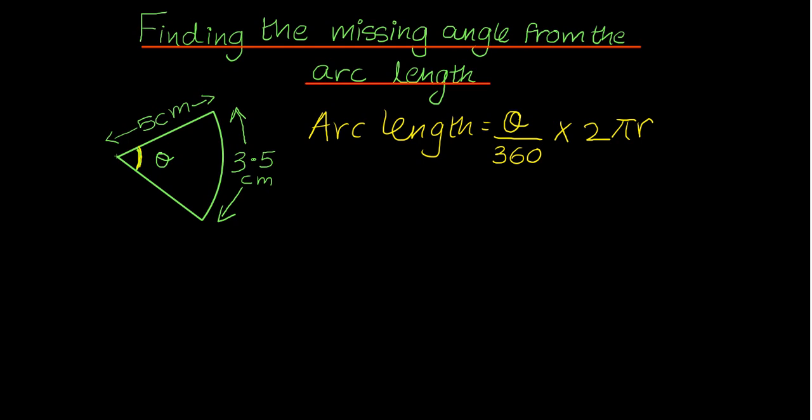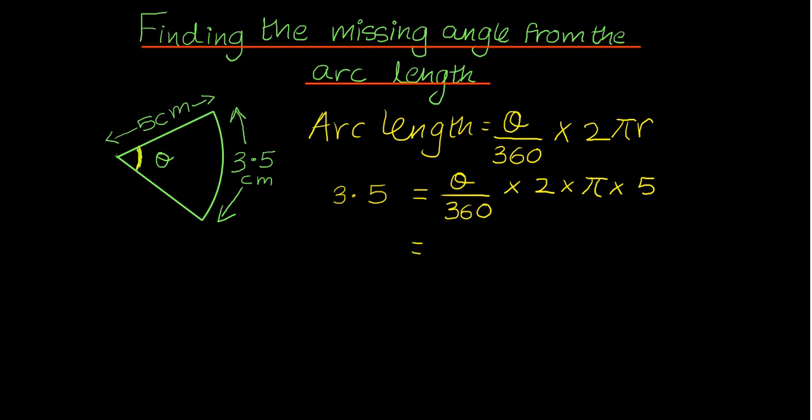In this particular situation we have the arc length, so where arc length is, we substitute in the value 3.5 centimeters. We don't have the value for theta, so we leave it as it is, over 360, times 2 times pi. I'm going to leave the value pi in terms of the letter pi, and the radius is 5 centimeters. First I'll leave it in terms of pi, and then we will simplify it into decimal places.